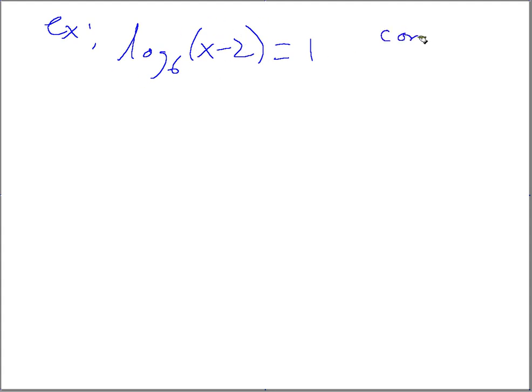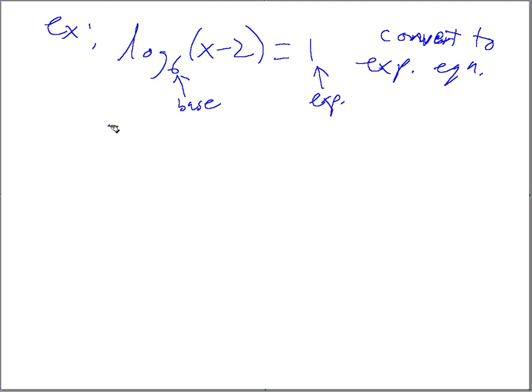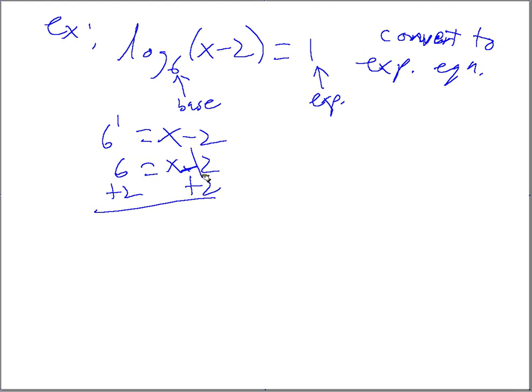So when you say convert to exponential equation, all right? How do we do that again? This is not the x, but the base. That's the exponent. Right? So this is 6 to the first power is equal to whatever's inside the log, x minus 2. So pretty easy, as you can see, right? Not hard at all. So 6 to the first is 6, x minus 2. So let's add 2 to both sides to solve it. So x is equal to 8 in that situation.